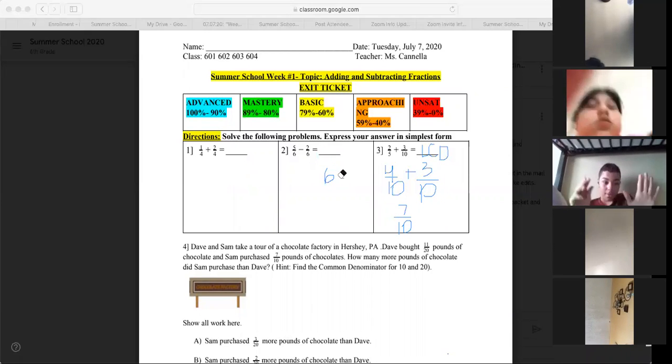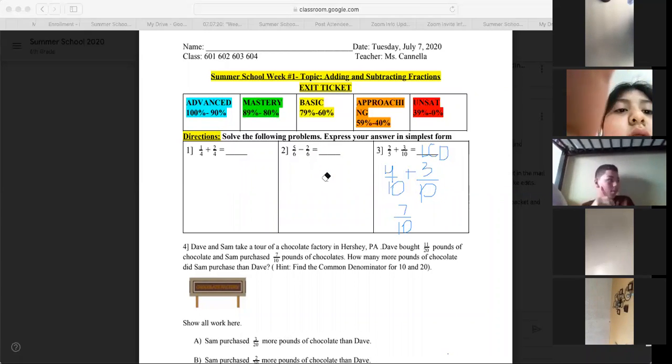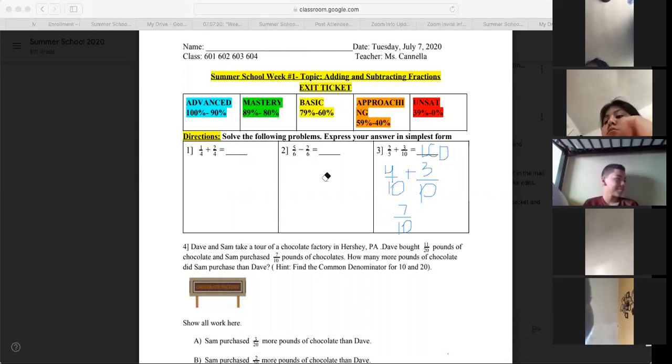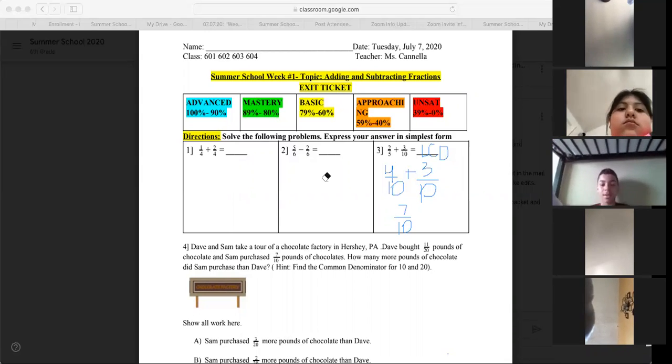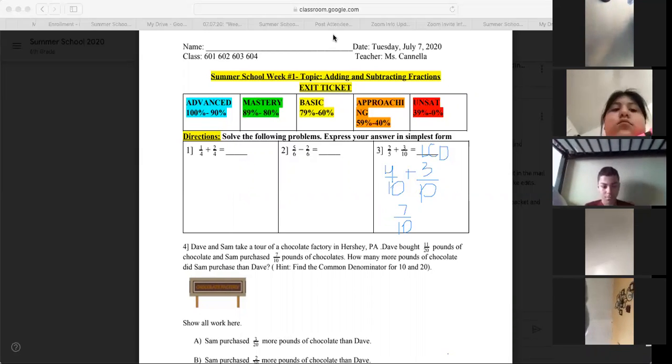Wait, what's up? Talk to me, Lorenzo. What do you need? I'm still on number 3. Okay, I'll leave number 3 up. So again, your sister said it very perfectly that you have to make the denominators the same, Lorenzo. Write this down because I'm going to take it off. You've got to focus, okay? Focus. 5 times 2 is 10 and 2 times 2 is 4.